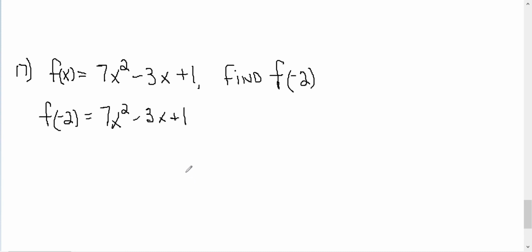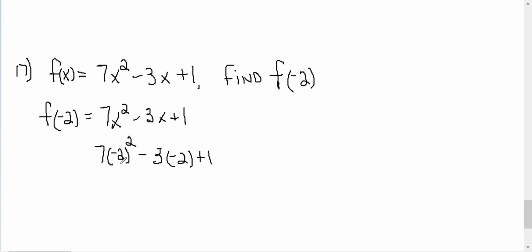Okay, and that's saying the same thing, to substitute the negative 2 for the x. So it's going to be 7 times negative 2 in parentheses raised to the second power minus 3 times negative 2 in parentheses. It is important to put that negative 2 in parentheses. And then we have plus 1. I mean, you don't have to, but it sure helps me clarify. Now I have less of a chance of making a silly mistake.